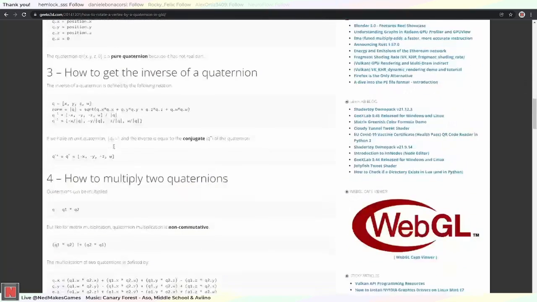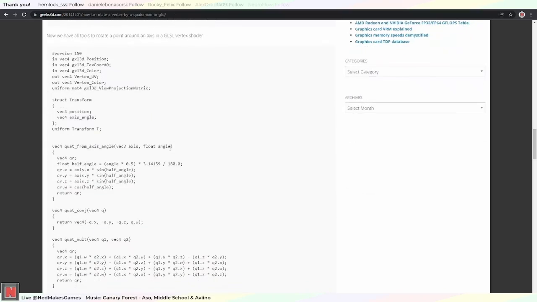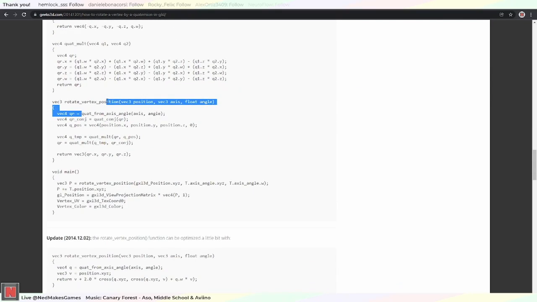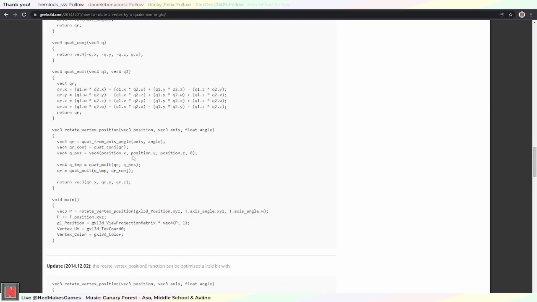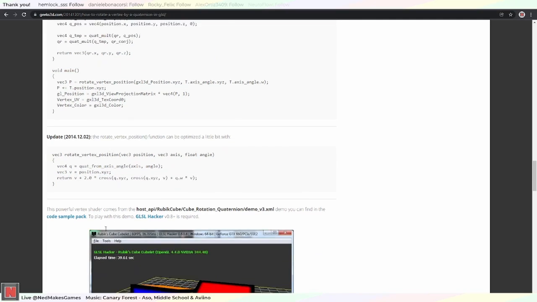Yeah, it seems like it's gonna skip the... They go on to multiply two quaternions, but then they skip the part where we rotate. Okay, I guess it's just here. Okay, so there's this optimization, which is maybe what we want.